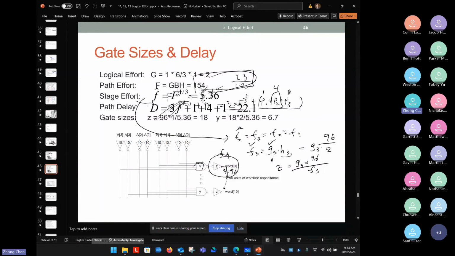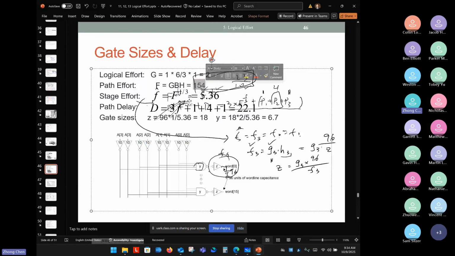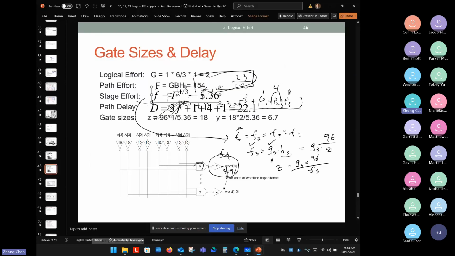The equation already, so you get F equal to GBH. G value, we calculated that, which is equal to 2. B is 8. H is 196 divided by 10. You get a total of 154. And 154 to the power of 1 over 3, you get 5.36. This is the stage effort F, which is not the number of stages. This is the total. This is for each stage. This is the best stage effort F value. So that means my F1, first stage, second stage, and the third stage will all equal 5.36.